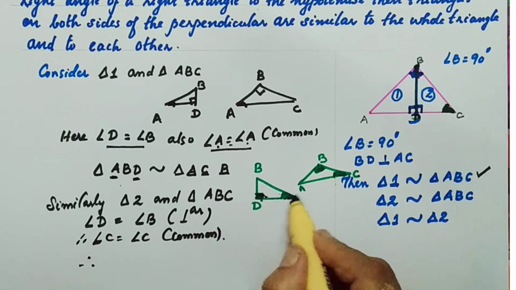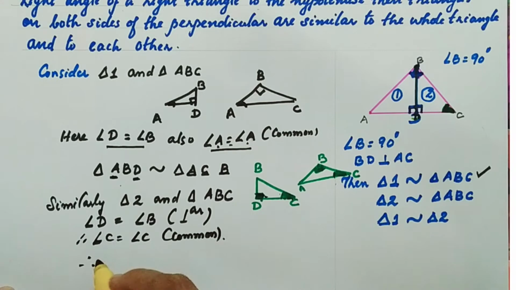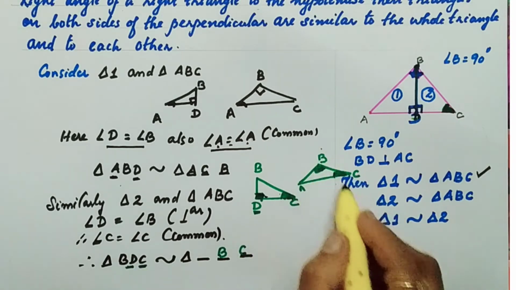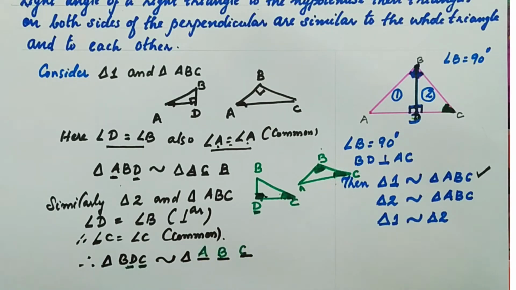Therefore, if two angles are equal, the triangles are similar. Therefore, I am going to name this triangle as BDC. Triangle BDC is similar to triangle. Now you need to write the three letters with the correct correspondence. Angle D of the first triangle corresponds to angle B of the second triangle. So the second letter must be B. Angle C corresponds to angle C. So the last letter will be C. Now the remaining letter in the large triangle is A, so ABC. I hope you understand how we can write the similarity. Therefore, triangle BDC is similar to triangle ABC. So this second thing you also prove.